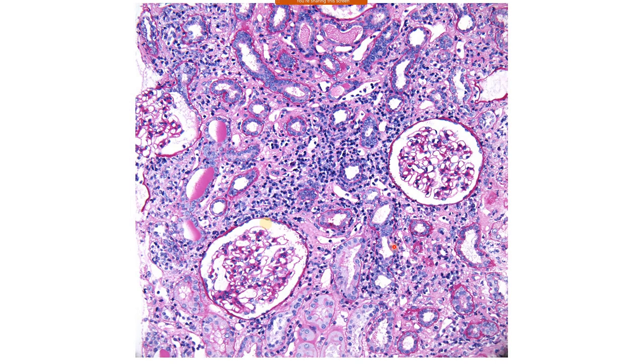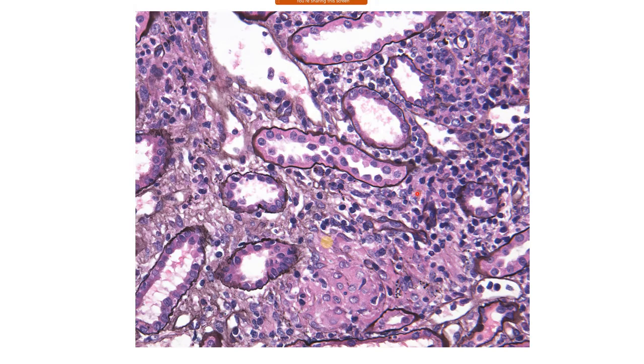A little bit of higher magnification. Again, you see the inflammatory cells in the interstitial area and the tubulitis here. You see the lymphocytes in this area and also here. Importantly, glomeruli look okay. There's no inflammation in the glomeruli. This is a high magnification.